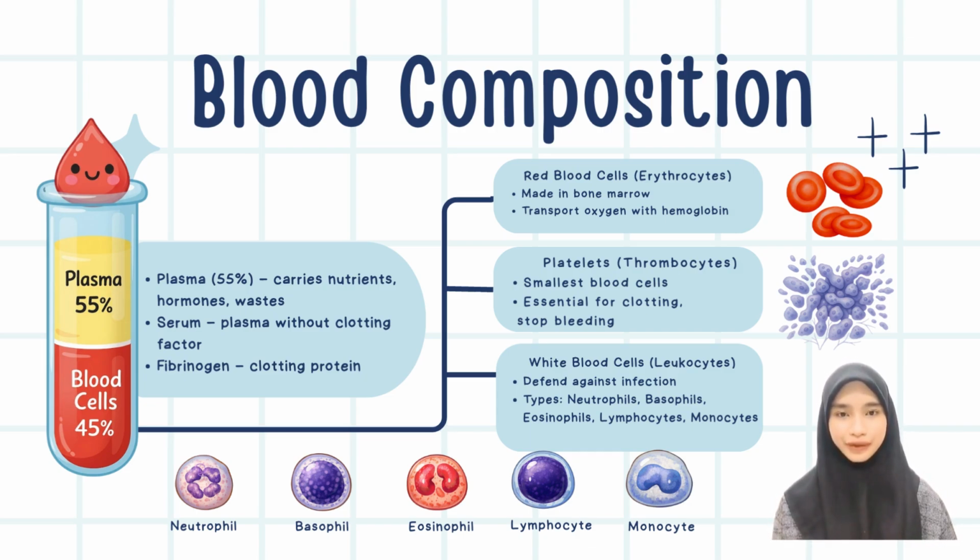Lastly, we have white blood cells, known as leukocytes. Their main job is to defend our body against infection. There are 5 specific types: neutrophil, basophil, eosinophil, lymphocyte, and monocyte, each playing a unique role in our immune system.